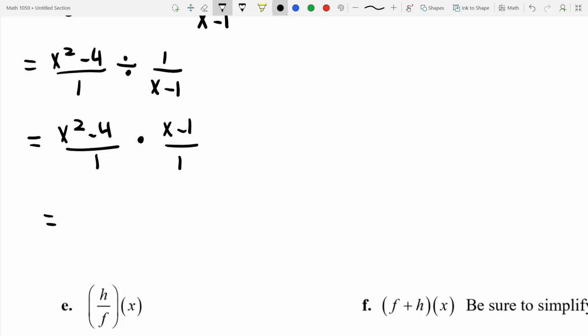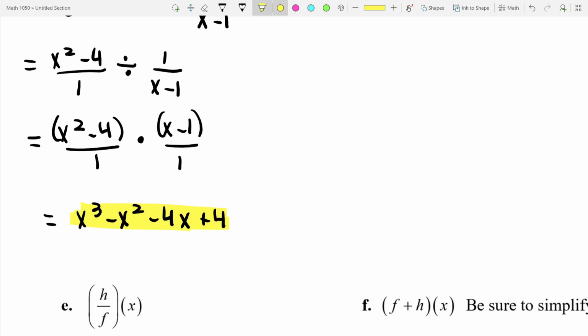I'm going to FOIL or multiply the top together. If it makes more sense to you, you can do that, so you can kind of visualize it. When you multiply them together, it's x to the third minus x to the second minus 4x plus 4. You're done. That's your answer. Find the domain. I have no fractions with x on the bottom. I have no even roots. Therefore, my domain is everything, and I'm done.